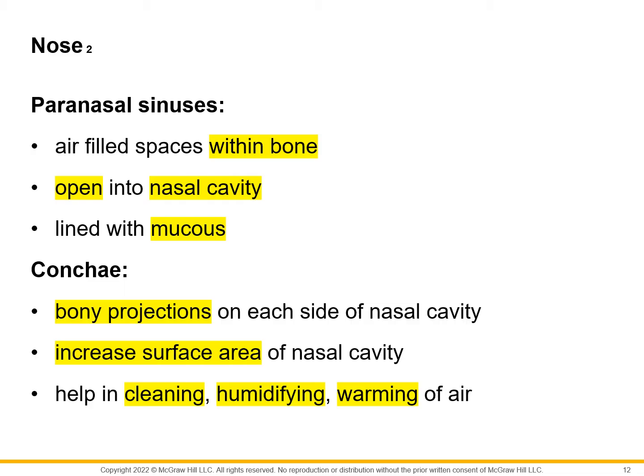Next is the concha. So the concha, these are the bony projections on each side of the nasal cavity. So sa loob daw po ng nasal cavity, meron parang pader kung saan may mga nakaprotrude na mga bones. Alright, so these protrusions would increase the surface area of the nasal cavity. The greater the surface area means that the air from the outside would have more places or areas in our nasal cavity to make contact with, which would help in warming up the air from the outside.